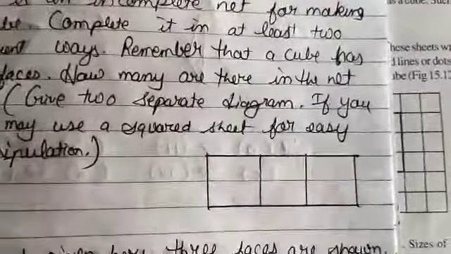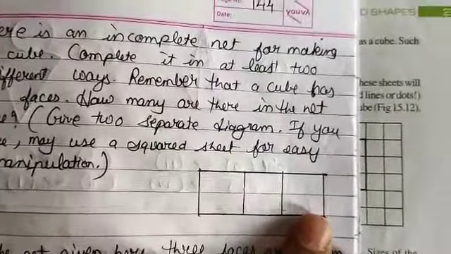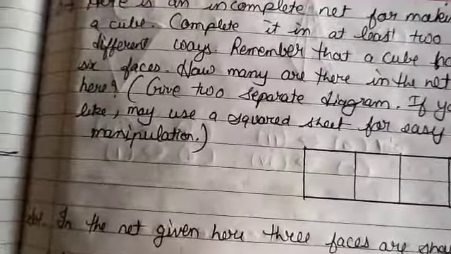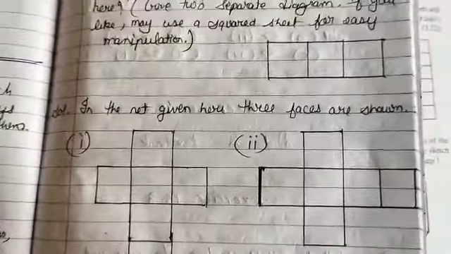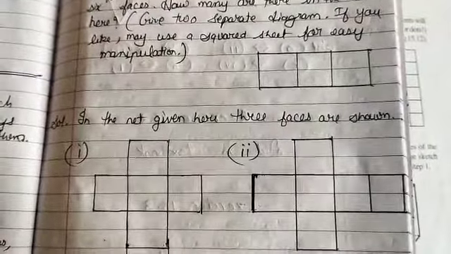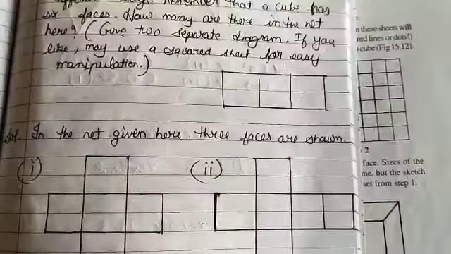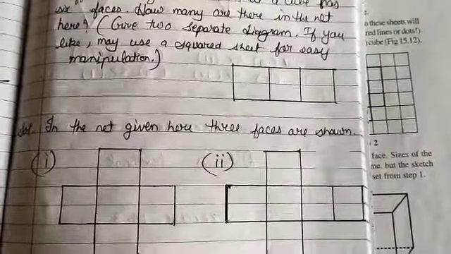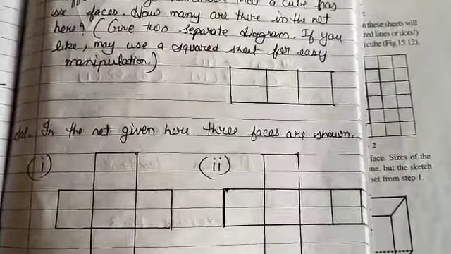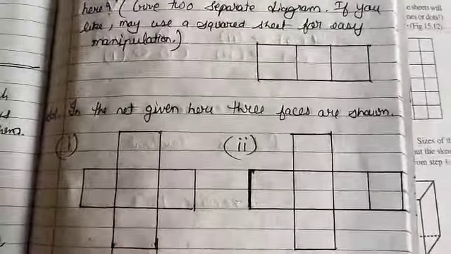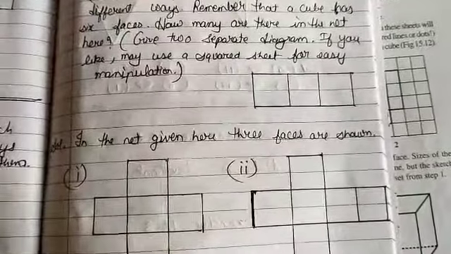Now here if you see, 3 such surfaces are there. We have to form a cube. So if we see, this is one example through which we can form a shape of a cube, and this one is another. So this is your answer. And you can do such an activity at home.